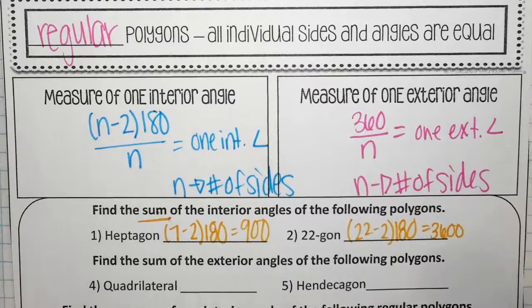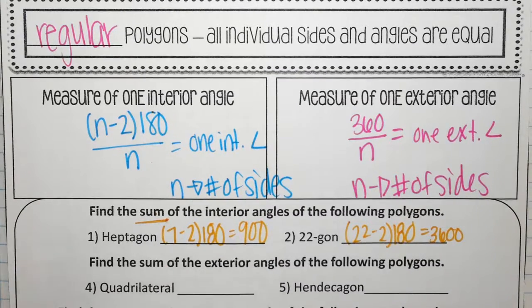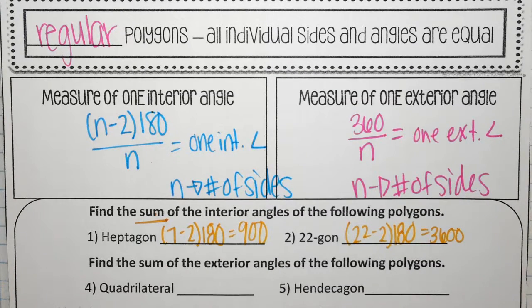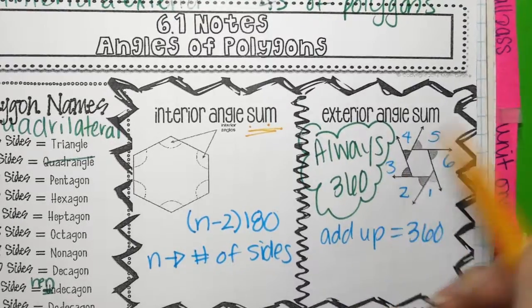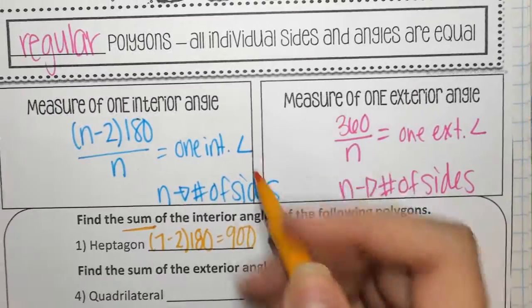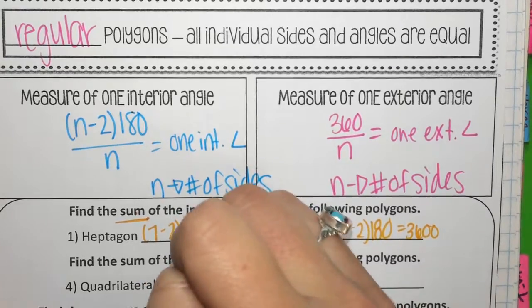All right, so find the sum of the exterior angles of the following polygons. What is the sum of the exterior angles of a quadrilateral? What is always the sum of any exterior angles? 360. So what's the answer? 360.